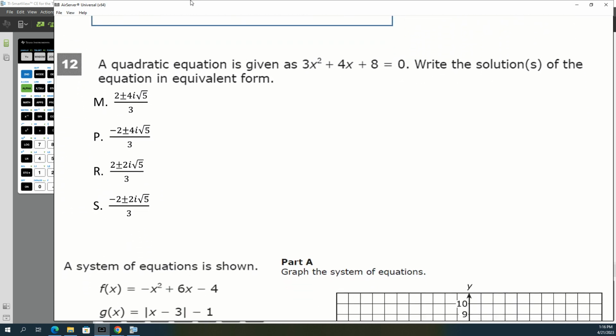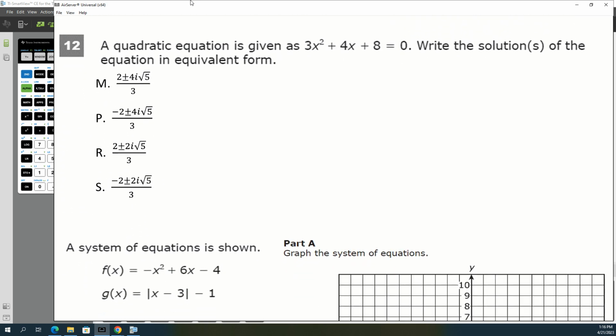All right, and then number 12, we have this quadratic equation, and we want the solutions to the equation. And so you can tell by looking at all of those that you get imaginary solutions. So this is one that we're probably going to need to do the quadratic formula.